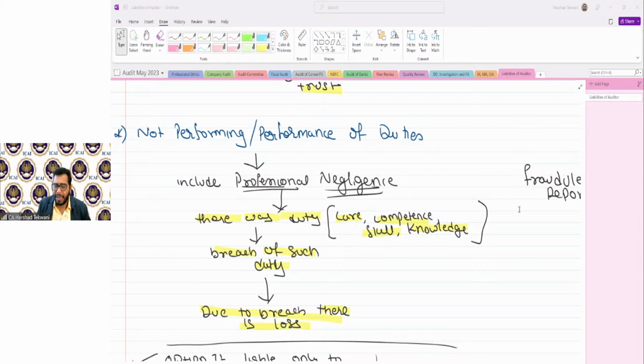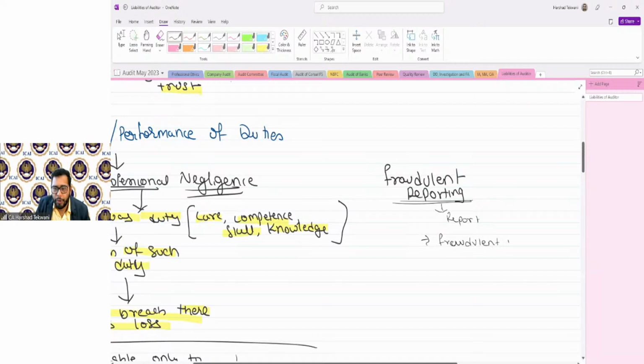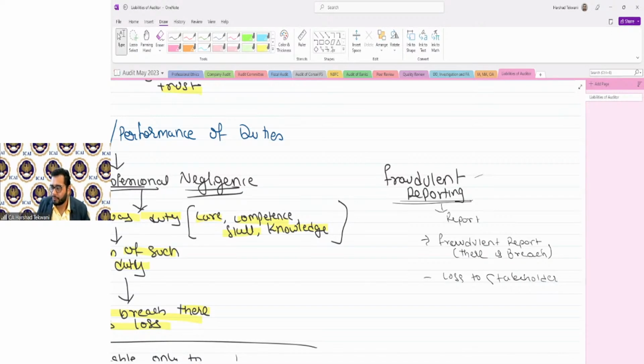Let's say, for example, I'll take fraudulent reporting. Or you can say, I performed reporting which was not correct. I haven't actually, but just an example, just to understand. In this case, there was a duty, a duty to report. Breach of duty means I reported fraudulently. So there is a breach. Then there is a loss. Because of this fraudulent reporting, there should be loss to someone or stakeholders. And that will become my professional negligence. Clear?